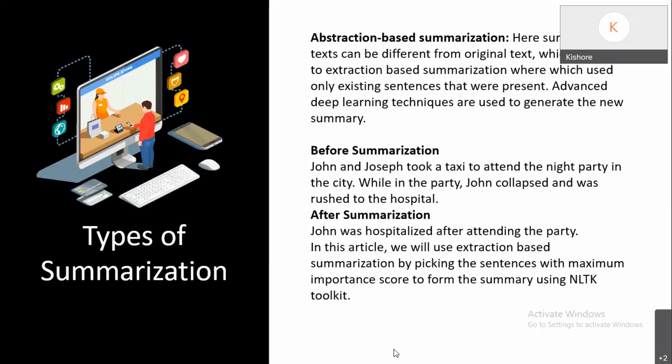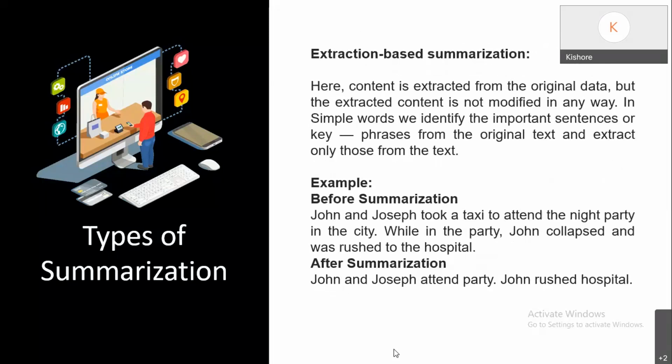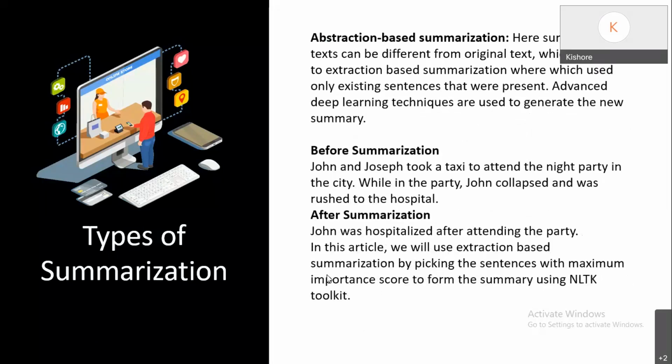All those words have been generated. So the very major difference between extraction based summarization and abstraction based summarization is that in extraction based summarization, the summarized output is purely from the original content. But abstraction based summarization is more of a generative type, where new text will be generated.